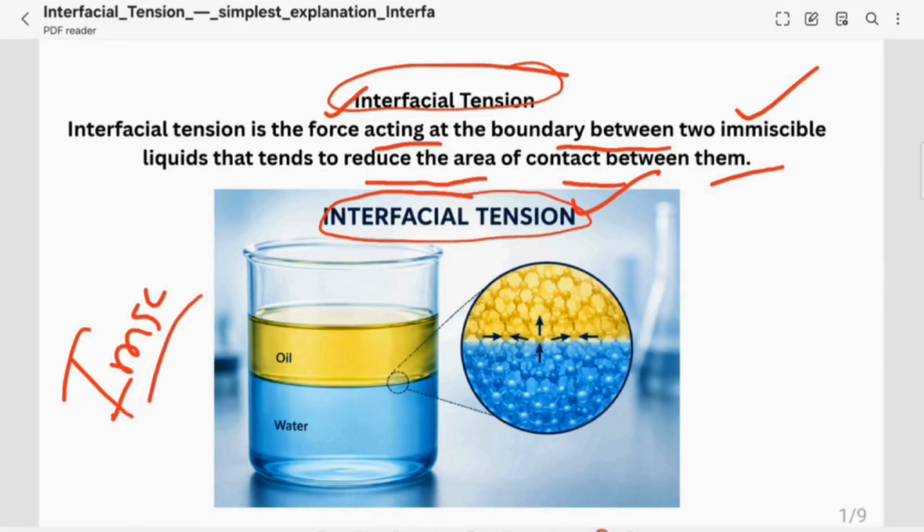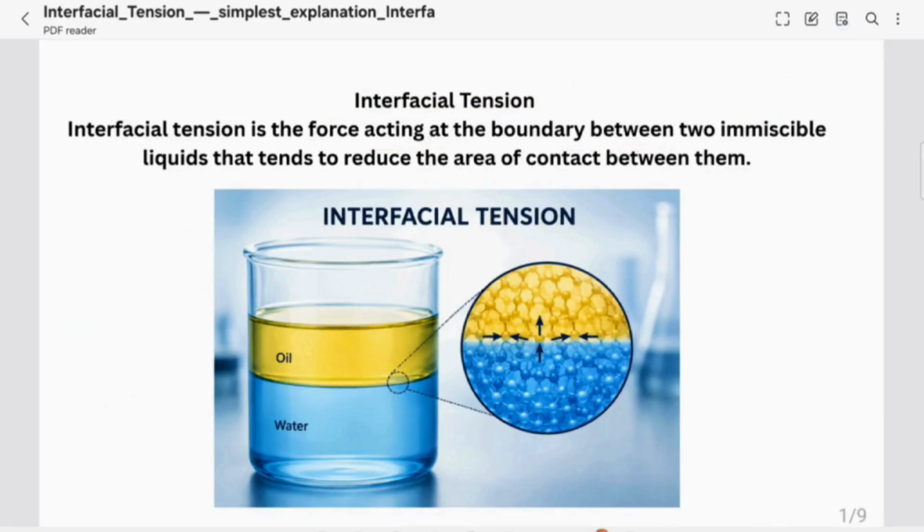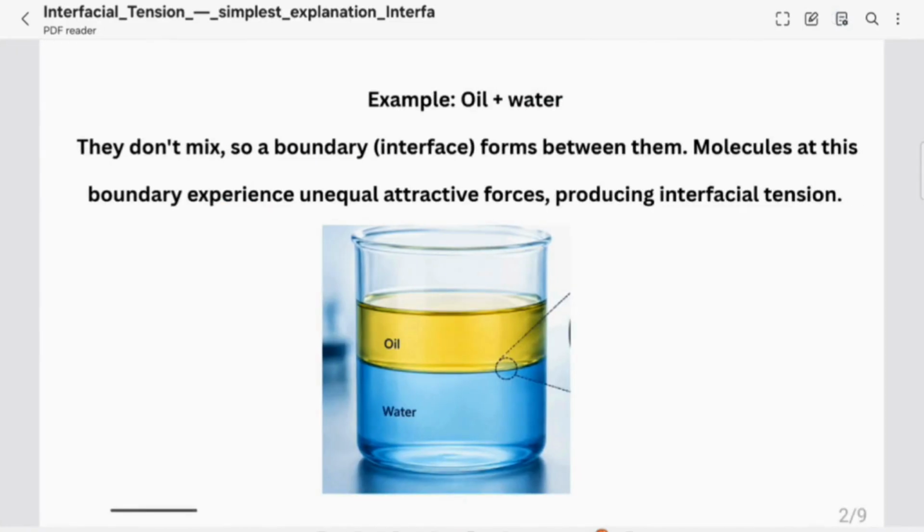So what are immiscible liquids? The best example is oil and water. Immiscible liquids are the liquids which, when we try to mix them with each other, do not mix. They always remain separate as two phases. So they don't mix, and a boundary or interface forms between them.